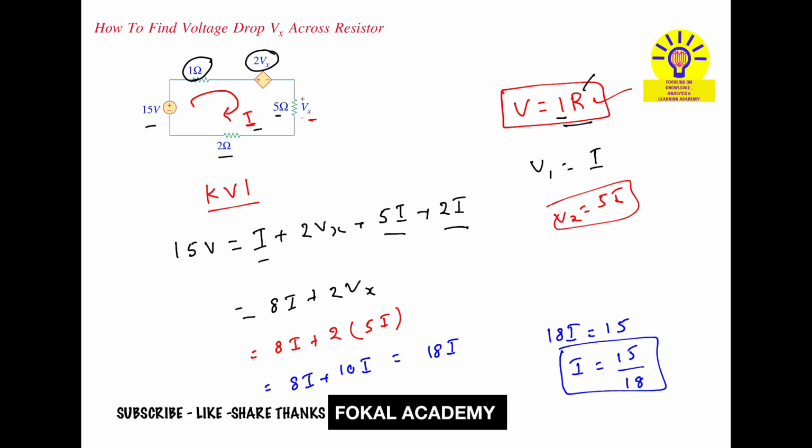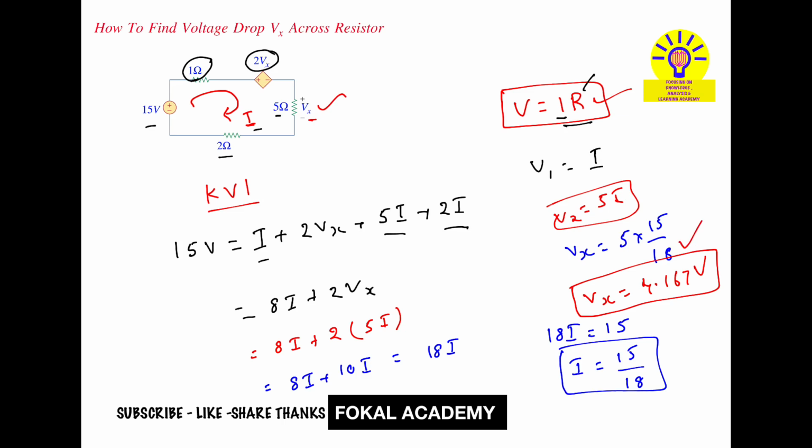But here we want the voltage drop Vx. So Vx is nothing but 5I. I we got 15 by 18. Now substitute here. Then we get Vx equal to 5 into 15 by 18. By simplifying this, we'll get Vx equal to 4.167 volts. This is the voltage drop across the resistor, and this is the required value for the given problem. And this is the process of simplification.